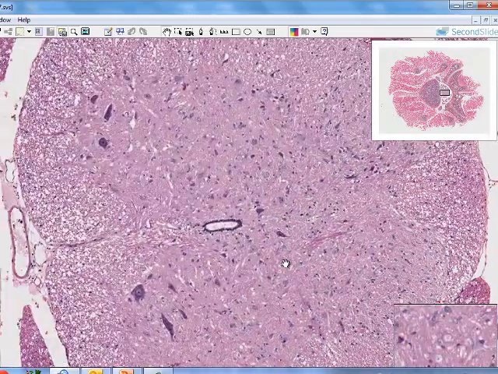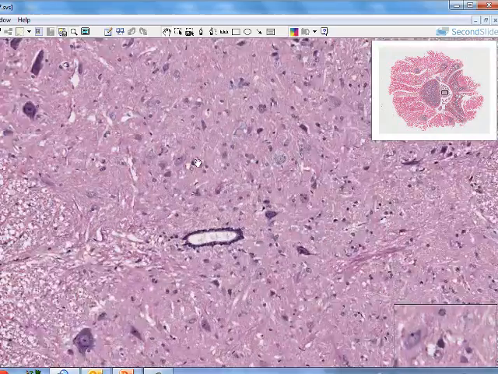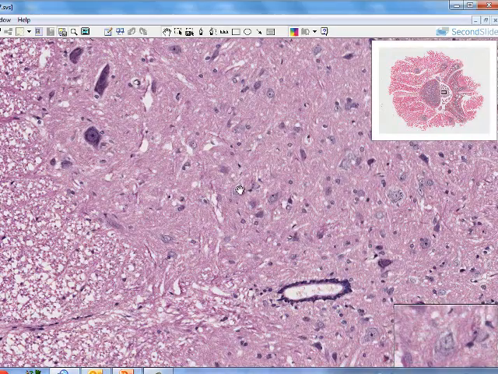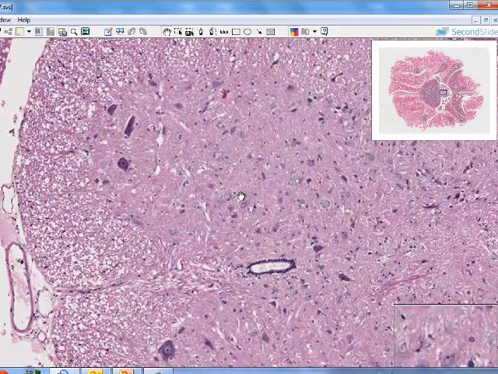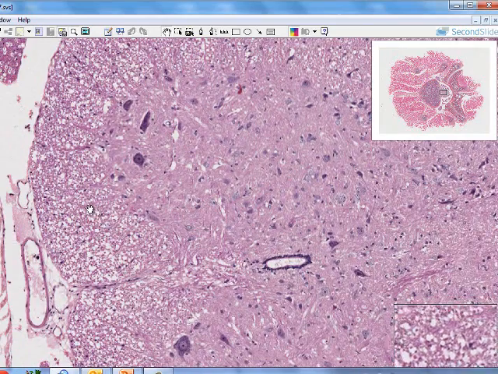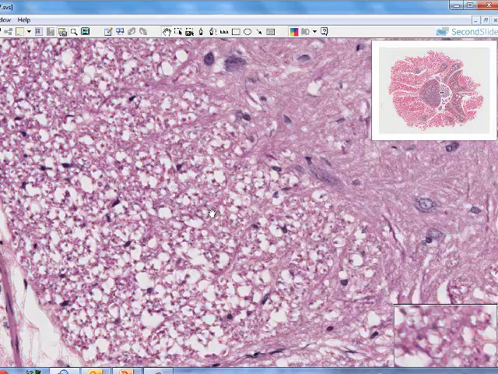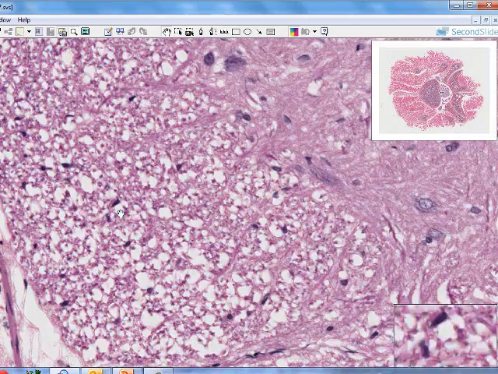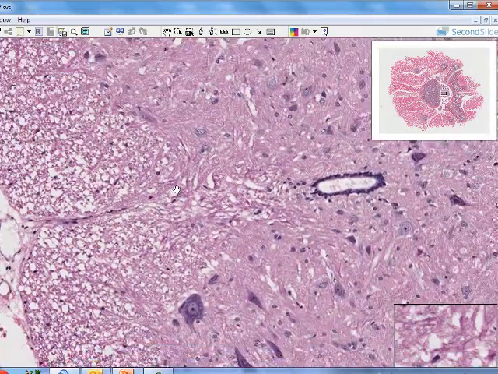So if we look at it again, we can see that the cells in the center are the cell bodies of the neurons, and so this is the gray matter, and the white matter is on the outside where you have the myelinated axons going to the outside in there.